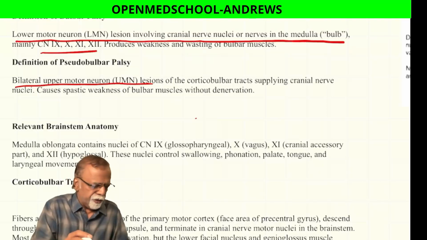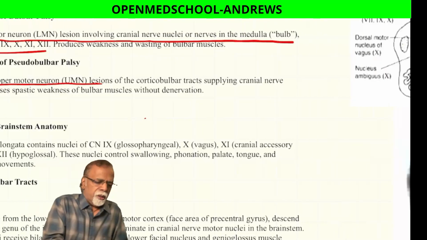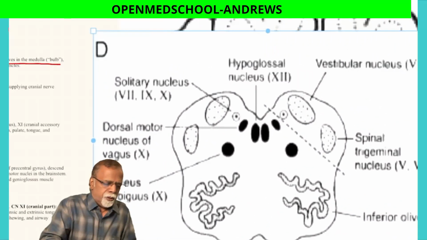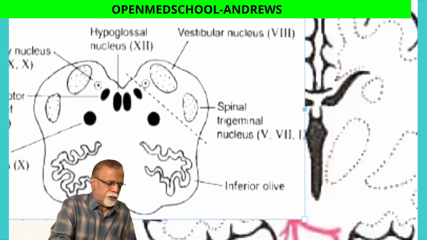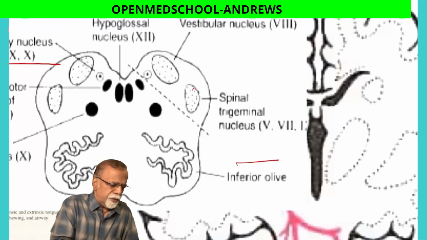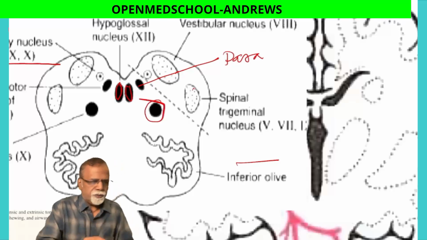The brainstem anatomy we should understand. Medulla oblongata contains the nuclei of the nerves 9, 10, 11, and 12. So here you can see the medulla. So this is a cross section of medulla. You should be familiar with. So here, this is the hypoglossal nuclei. This is the dorsal nuclei of the vagus, which is the parasympathetic. And here the nucleus ambiguus.